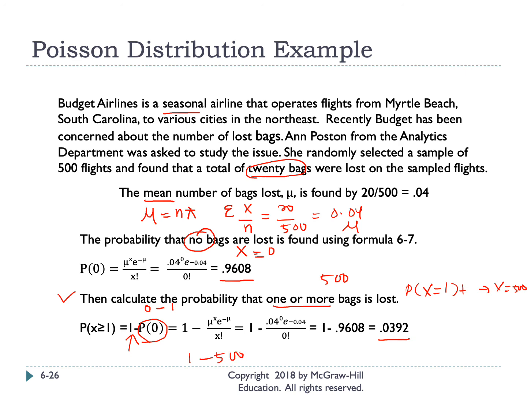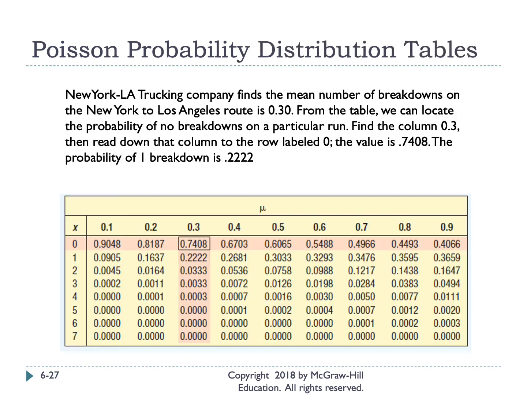This question can be changed into: calculate the probability that at least one bag is lost. You can see that at least means starting from 1 until 500. So you should know how to answer this kind of question. This is another example of Poisson distribution. You can actually do this at home, okay?